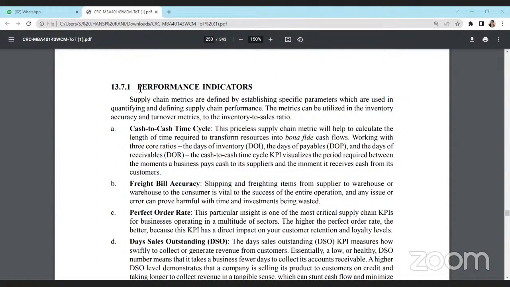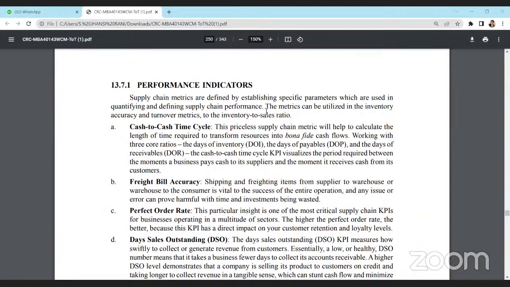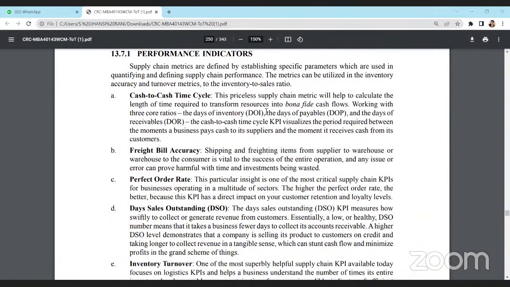And here, performance supply chain metrics are defined by establishing specific parameters which are used in quantifying and defining supply chain performance. And the metrics that are used can be utilized in the inventory accuracy and turnover metrics or the inventory to sales ratio. That first one is cash to cash time cycle.